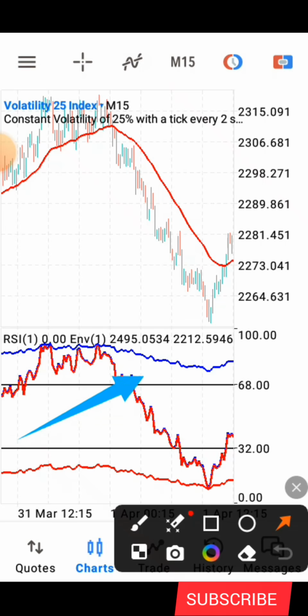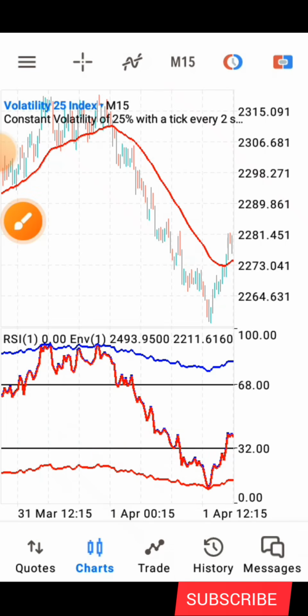You just go in for your sell and then you have to hold the trade till it gets to the 32 level, or you can hold till it touches the red envelope line below here. These are your TP areas. Whenever you get to this zone, you have to exit the market. You don't need to be greedy, guys.